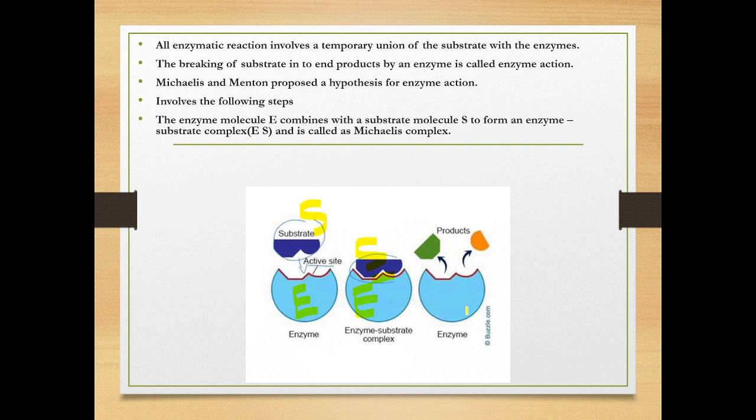Now what will happen? There will be an enzymatic reaction by which this complex is converted into two other products. So the substrate is converted to its products, or P.